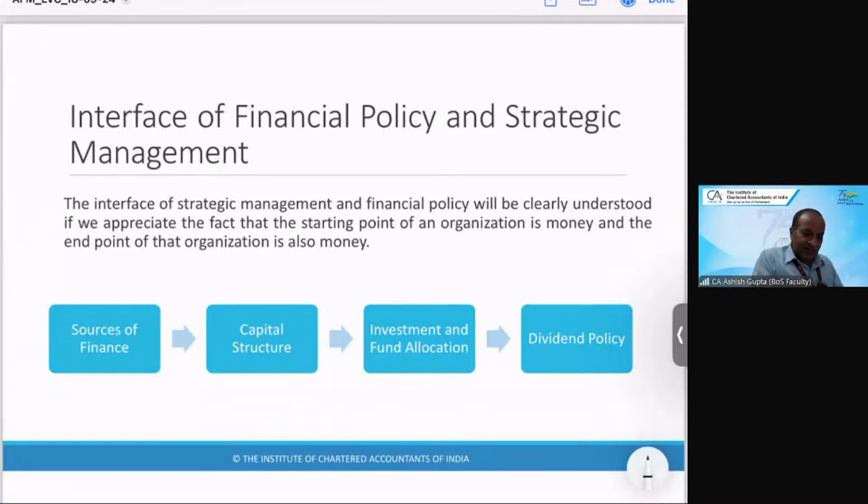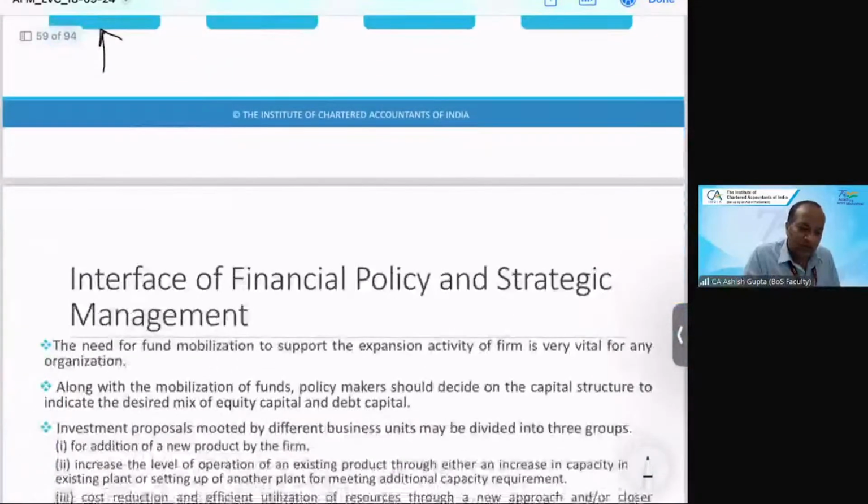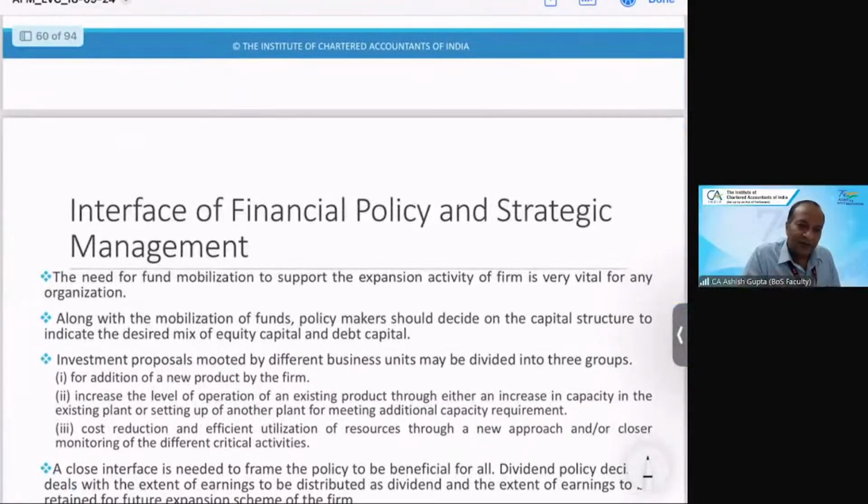If we understand this point, the starting point of an organization is money, and the end point of an organization is also money. The organization starts with the source of money, and ultimately it ends with dividend distribution, dividing the money among the investors. Once we are clear with this objective, we can take decisions on how to proceed, from the acquisition of funds till the satisfaction of the claims of the investors.